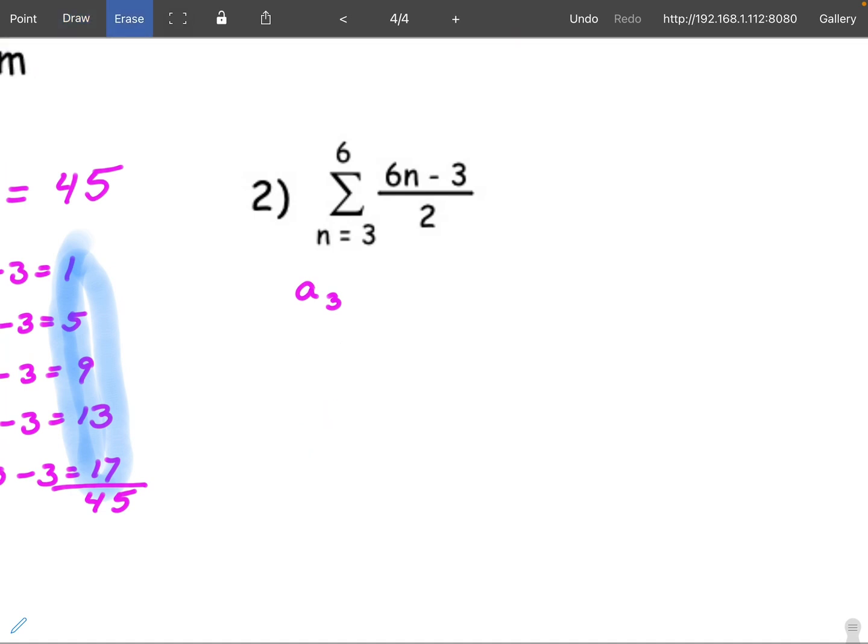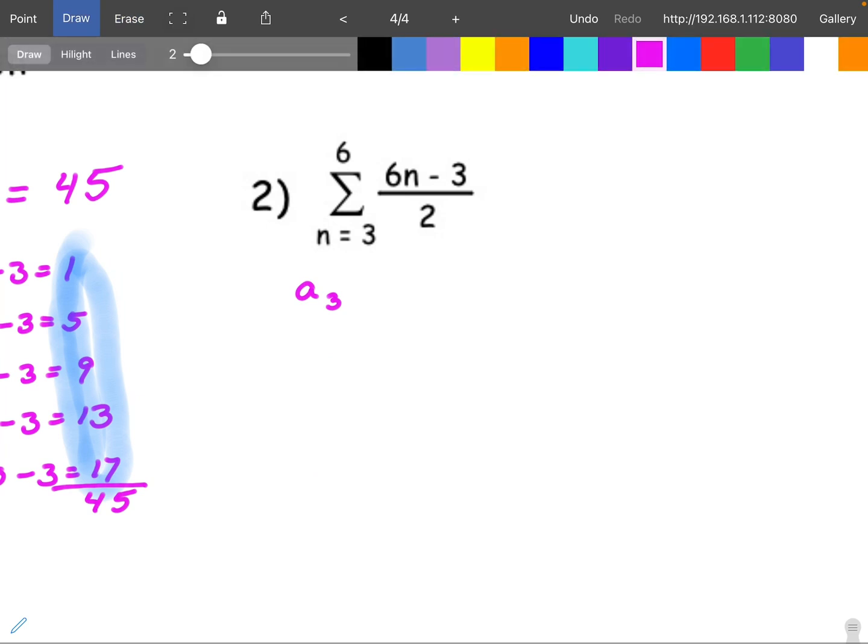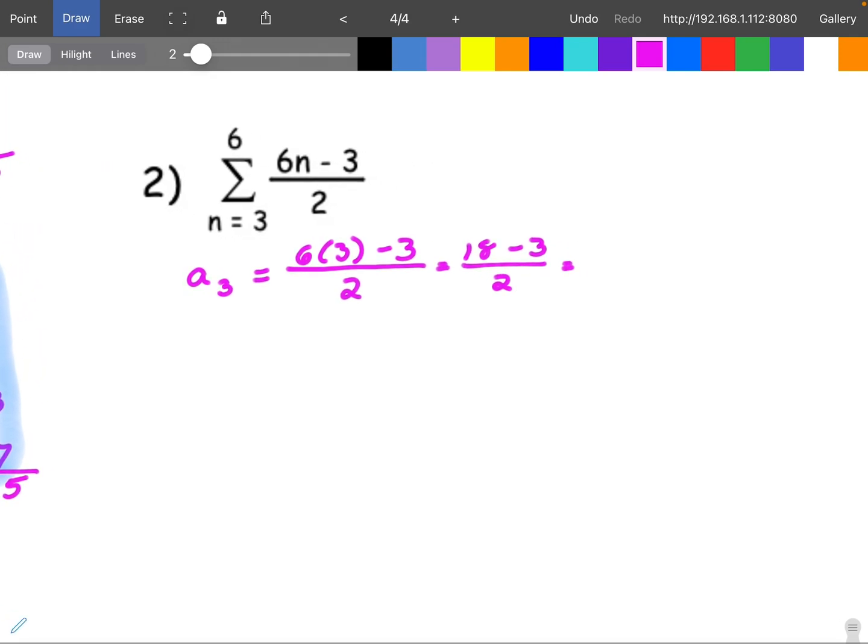So I'm actually going to erase those so I can give myself a little more room. But we know we need to find from a sub 3 to a sub 6. So for a sub 3, n is 3. So when we plug in, that's 6 times 3, then minus 3, and then all of that divided by 2. So in the numerator, 6 times 3 is 18, minus 3 over 2. Then 18 minus 3 is 15, divided by 2 is going to be 7.5.